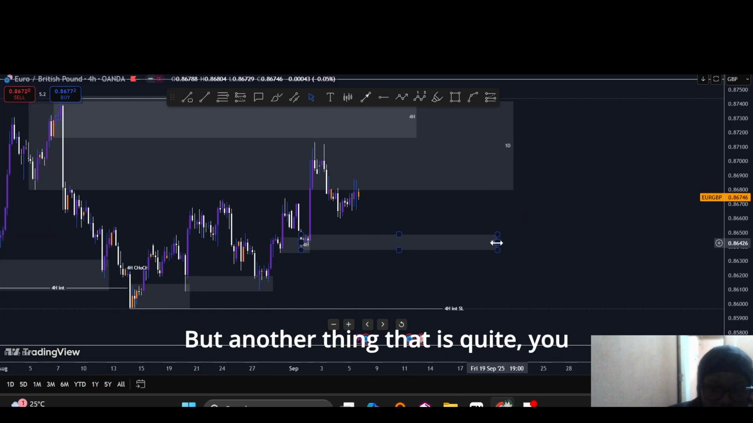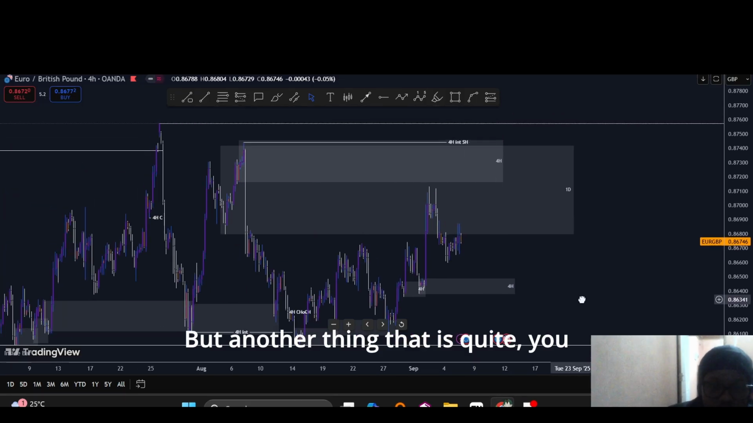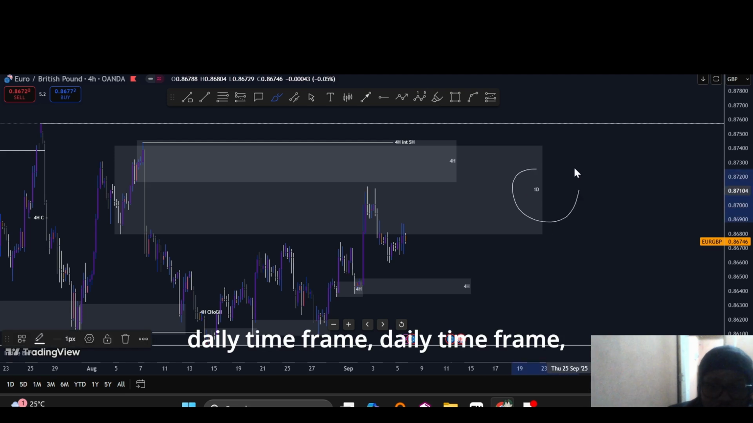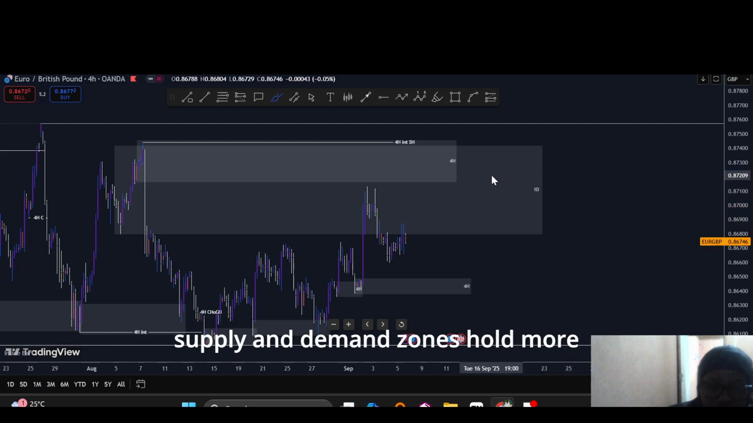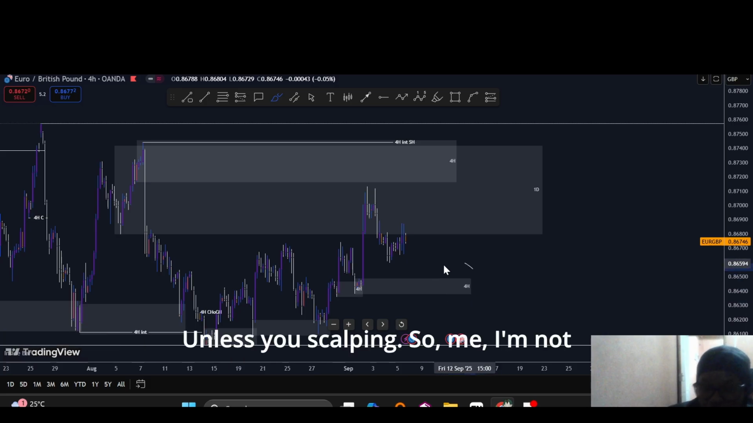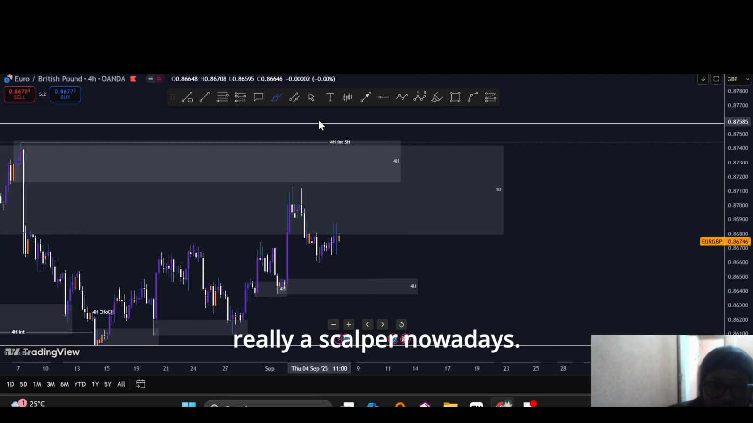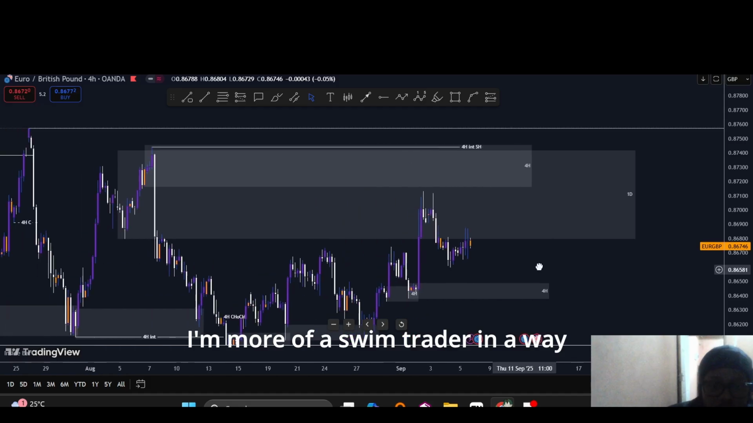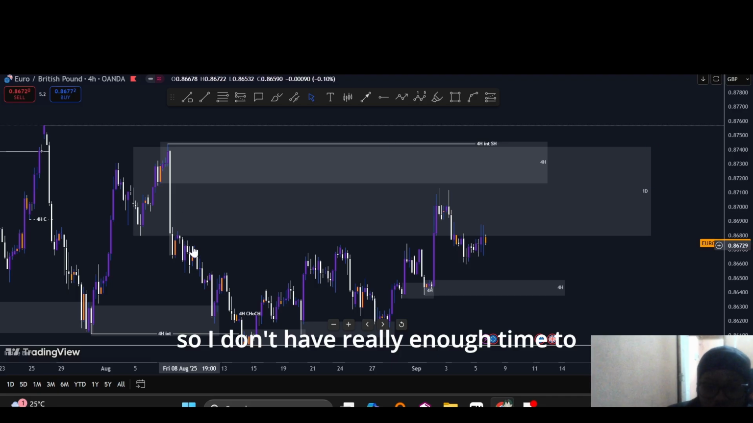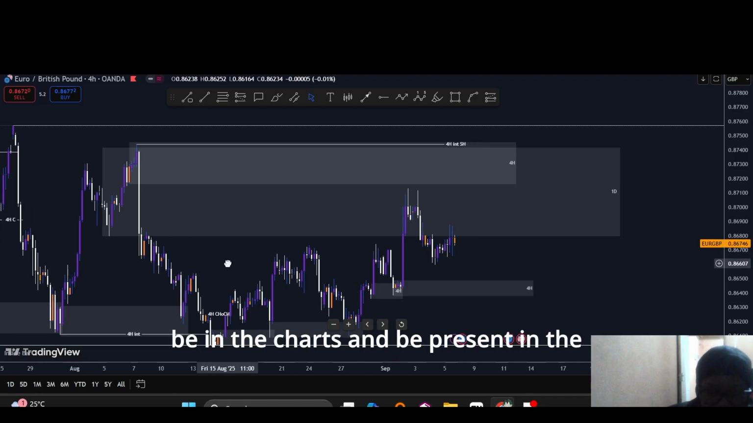Another thing you have to consider is that daily time frame supply and demand zones hold more weight than the 4-hour supply and demand zone alone, unless you're scalping. Me, I'm not really a scalper nowadays. I'm more a swing trader in a way, since I'm pretty occupied, so I don't have enough time to be present in the charts during the day. So I'd rather observe the higher time frame movements.